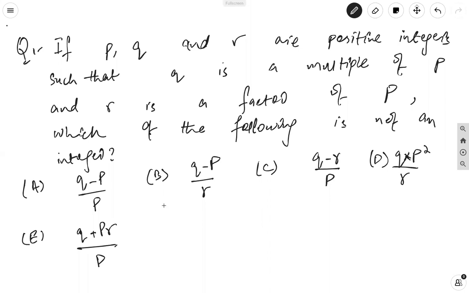I'm repeating the question. If P, Q, and R are positive integers such that Q is a multiple of P and R is a factor of P, which of the following is not an integer? The options are (Q minus P) over P, (Q minus P) over R, (Q minus R) over P, Q into P square over R, and (Q plus PR) over P. Okay, solve this question. We'll discuss. Take 2 minutes to solve this question.